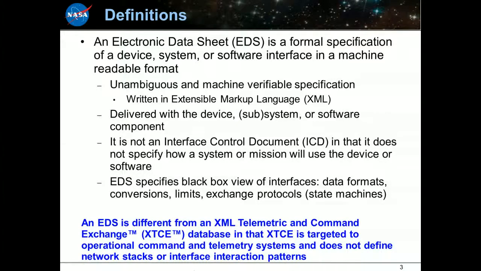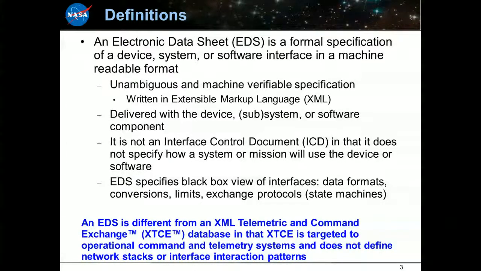It doesn't specify how you're going to use that particular component in a system. It has things like constraints, like this application will accept commands from 10 hertz to 100 hertz, and the ICD says, well, 50 hertz. So I'm trying to go through some of the differences with what an ICD is. An EDS specifies a black box view. It's not trying to talk about the insides of how the box works. It's just what does the interface look like? Is it a SpaceWire thing with packets of this type? What are the exchange rates?